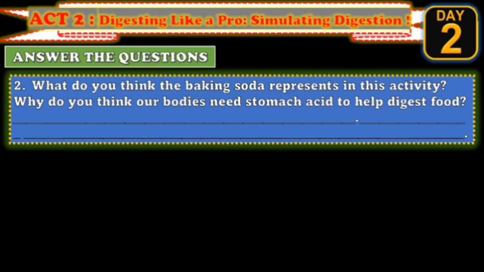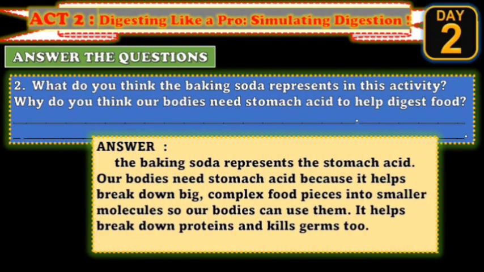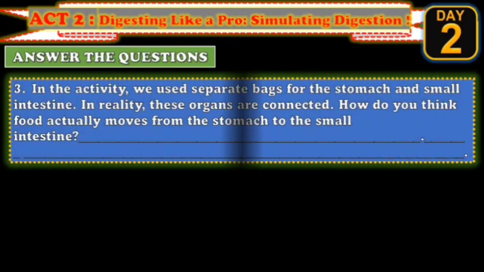Possible answer in question number 2 is that the baking soda represents the stomach acid. Our bodies need stomach acid because it helps break down big, complex food pieces into smaller molecules so our bodies can use them. It helps break down proteins and kills germs too.